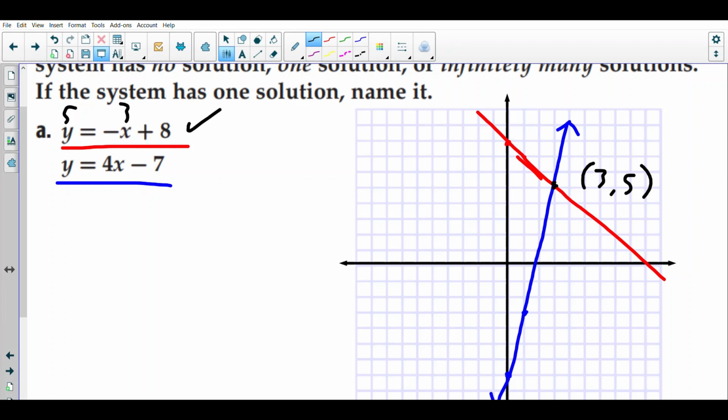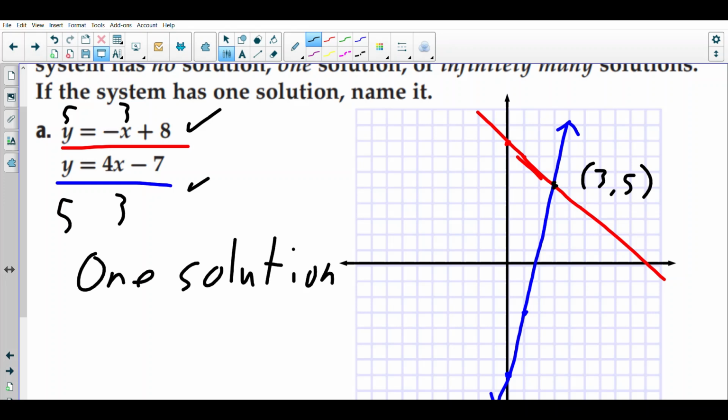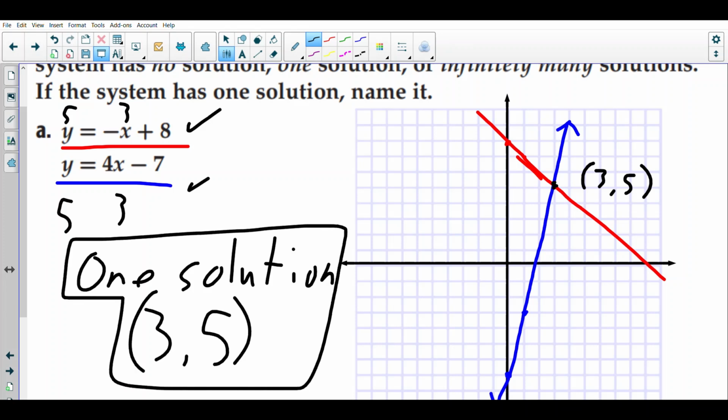And then I'm going to plug it in the other one. 5, 3. So 4 times 3 is 12. Minus 7 is 5. So once again, it checks out. So my final answer. So I have one solution. And the answer is 3, 5. Yep.